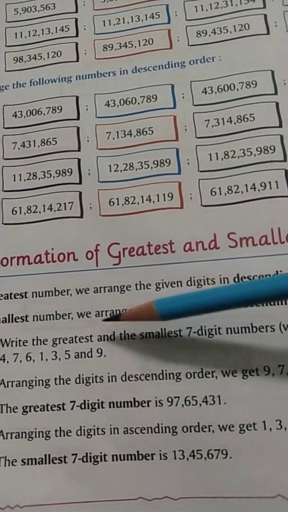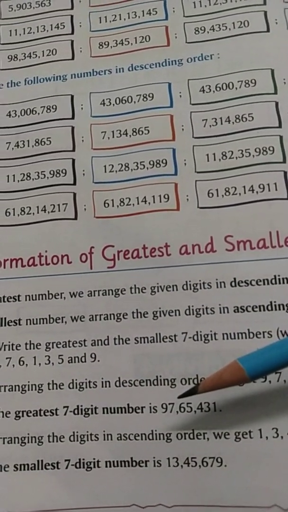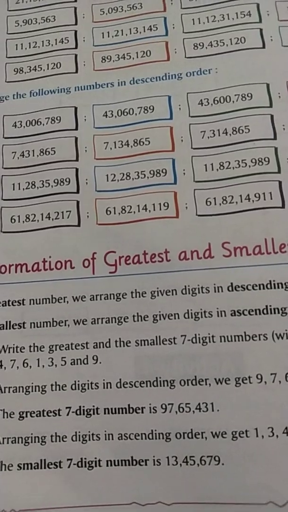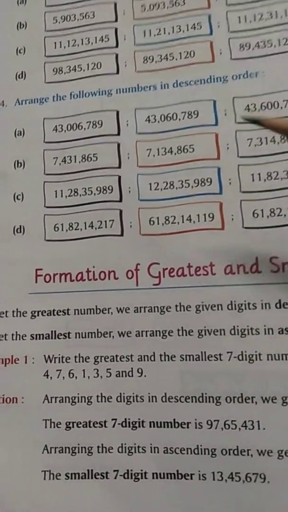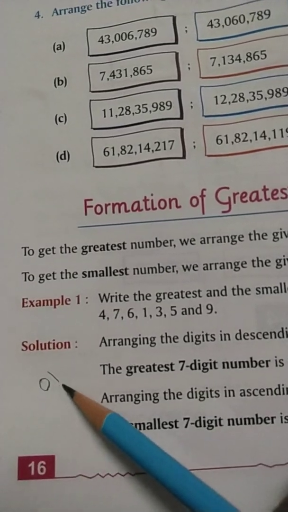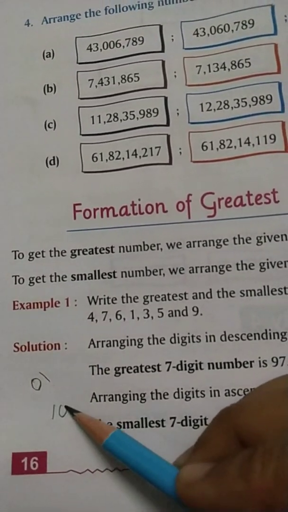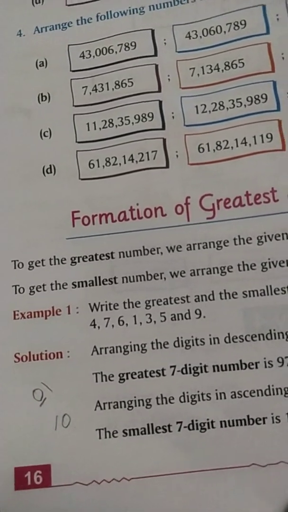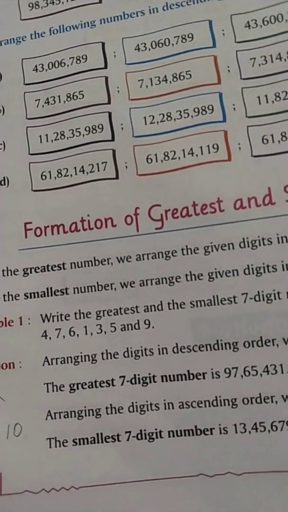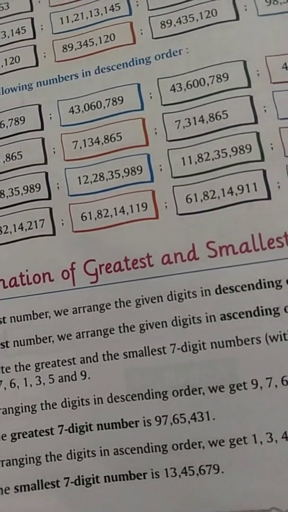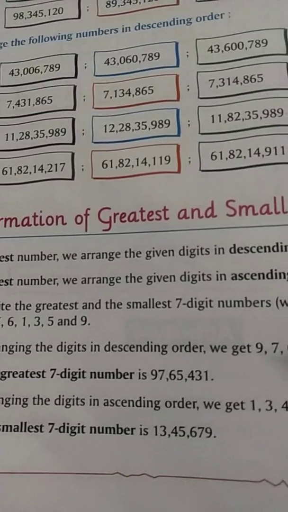Kids, here in the given digits, there was no 0. But if in the given digits, any of the digits is 0, then remember that we cannot write 0 in the beginning, because if I write 0 in the beginning like this, 0, 1, this will be only 1. But if I write it like 1, 0, it will be 10. Means 0 has no value in the beginning. But after a number, it has value. So, to form the greatest number, we will write 0 in the end. And to form the smallest number, we will write 0 at second place.